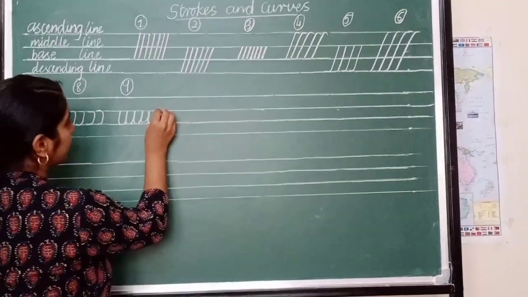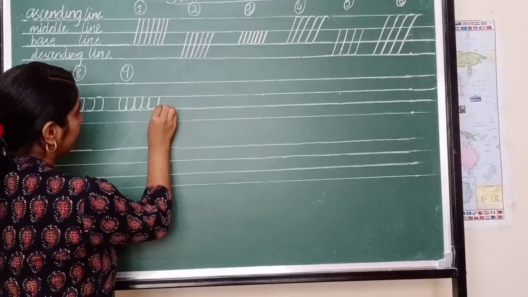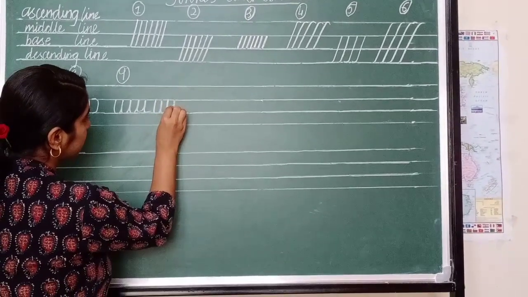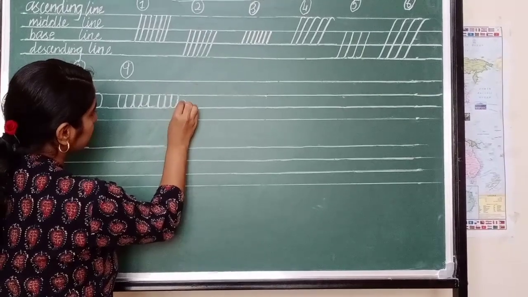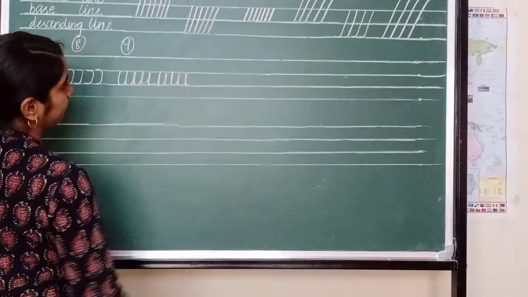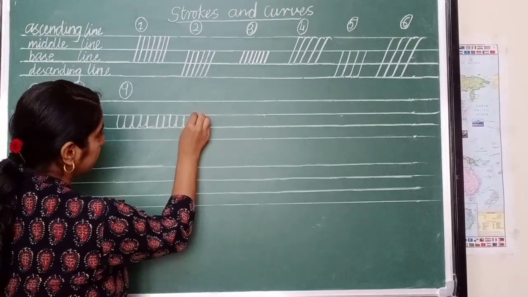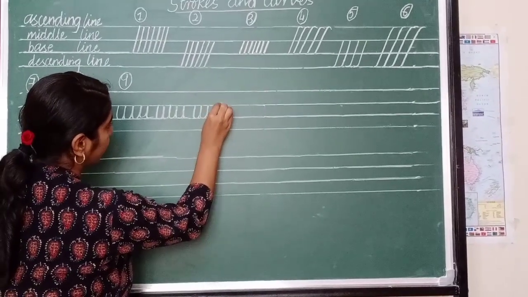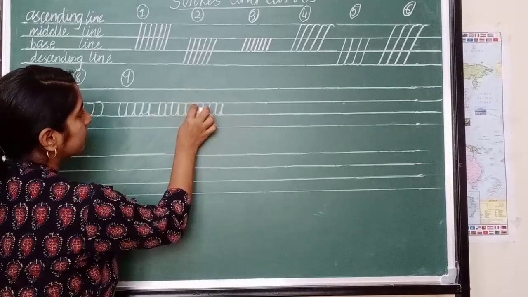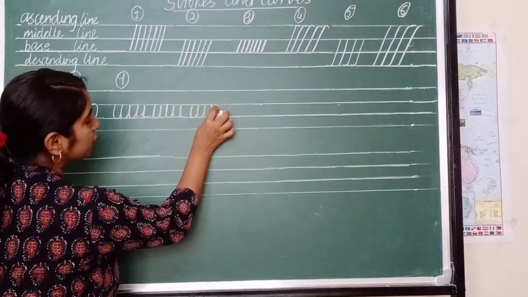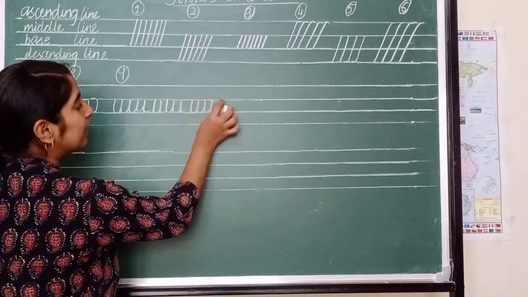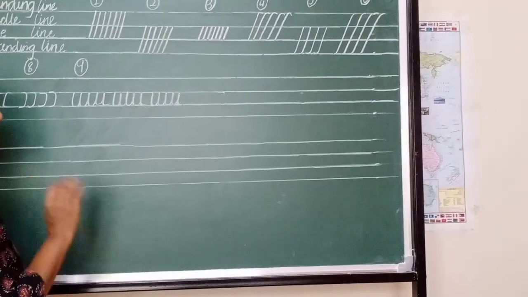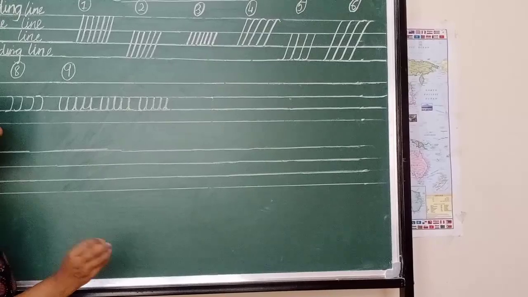See again, once again I'll do it. 1, 2, 3. It has to touch the base line like this. 4, stop. Once again. 1, 2, 3, 4, stop. See, all the points should touch the lines itself. Here in italic handwriting, lines are very important.